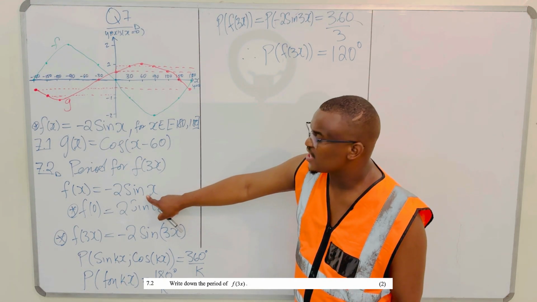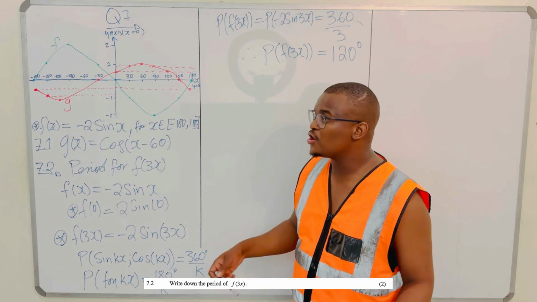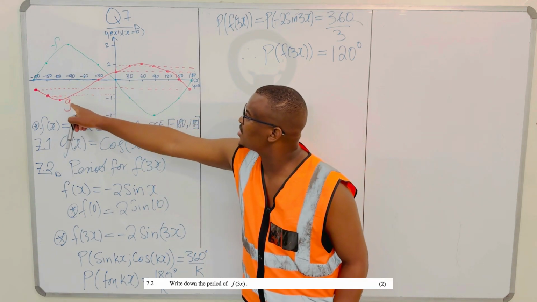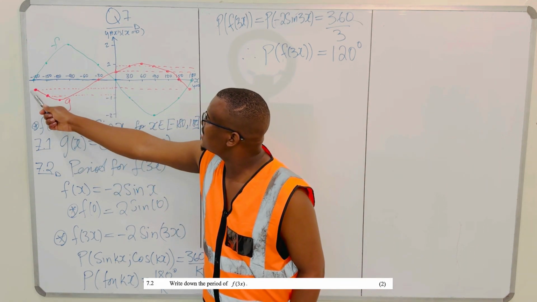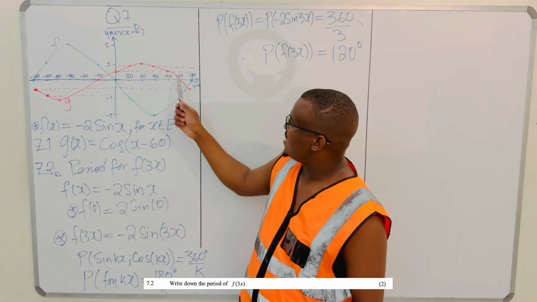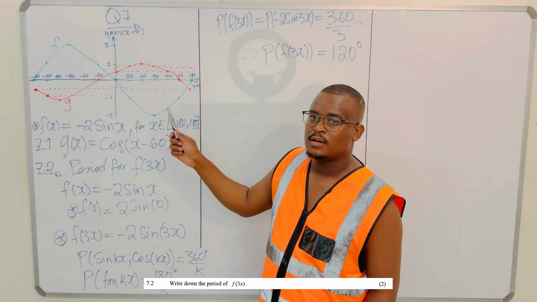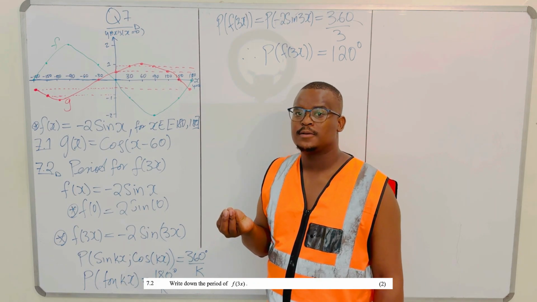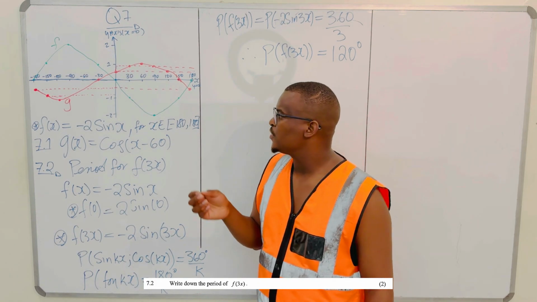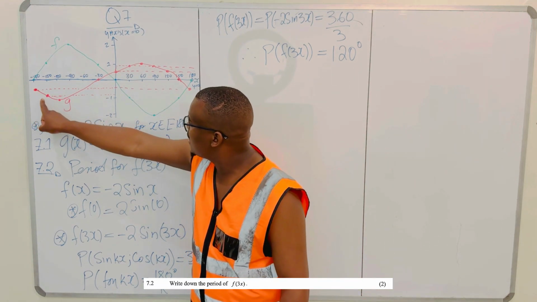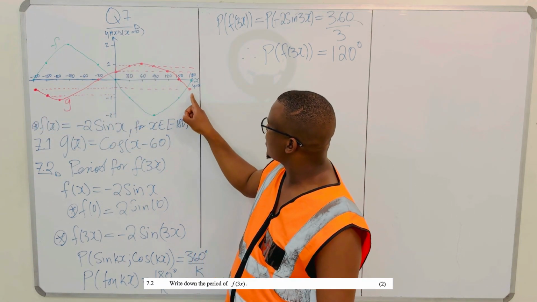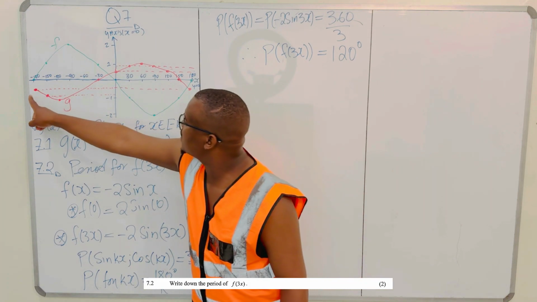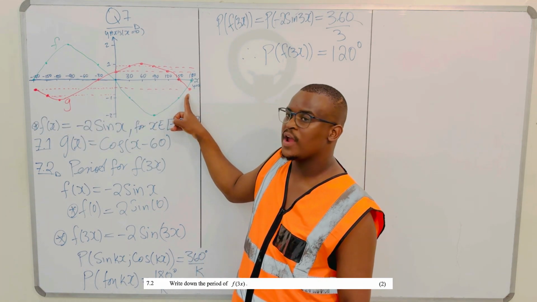Because the coefficient of x is 1 there, your period was going to be 360 for the original function. As you can see, it's 360 because it started there and ended there, right? Because a period is one complete oscillation or one complete wave. If you look at this, the wave starts here, goes down, goes up, and returns to that position. So from there to there, it's a complete wave.